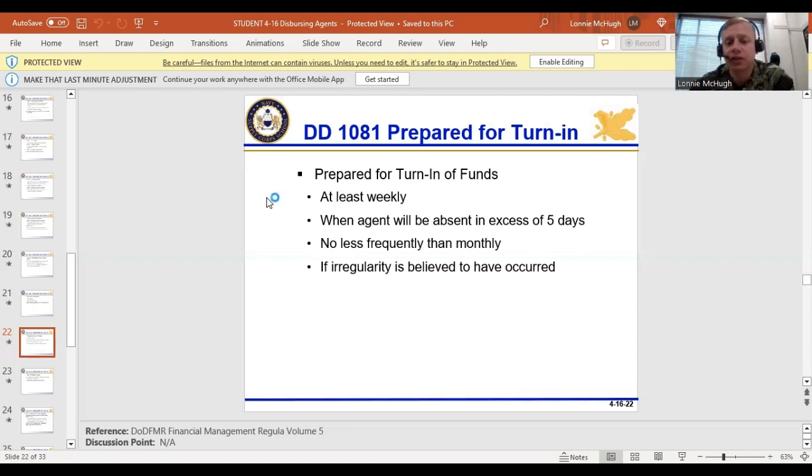The agent also needs to turn in the funds if they're going to be gone for 5 days. So if they're taking leave or they're going TAD, they need to turn in all their funds and all their documentation to you. And then you're going to have to review all their stuff if you believe there's an error or irregularity. So if you get suspicious that something's going on, or you've heard that they're not doing things appropriately, or you've had issues in the past with them, you're going to want to check them more frequently.